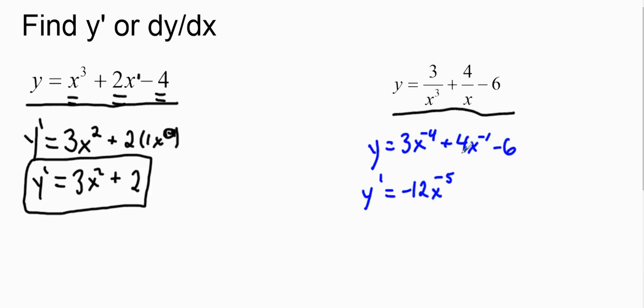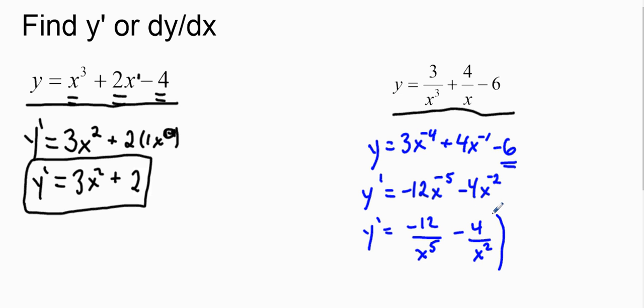We would then say plus 4 times negative 1, using the power rule and constant multiplier rule, we get negative 4. For x, subtract 1 from negative 1, we get negative 2. And then finally, we take the derivative of 6, which is 0. We can then simplify this: negative 12 over x to the 5th, and then negative 4 over x squared. Back to our rational functions, and back to our answer, which is our derivative. Once again, fast, efficient, saves a lot of space, and we got that done.